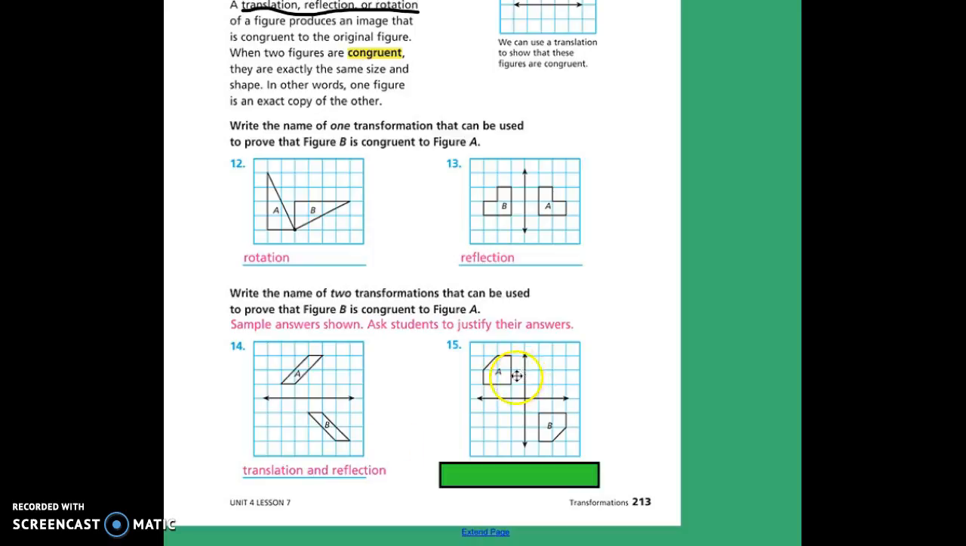Now this one's a little tricky. I think what they did here is they reflected it over the line first over here, and then they reflected it over this line as well. So I think it's 2 reflections in this case to get it to move there. So oftentimes there are different transformations. You can figure out the transformations they took to move the object from one spot to the other.